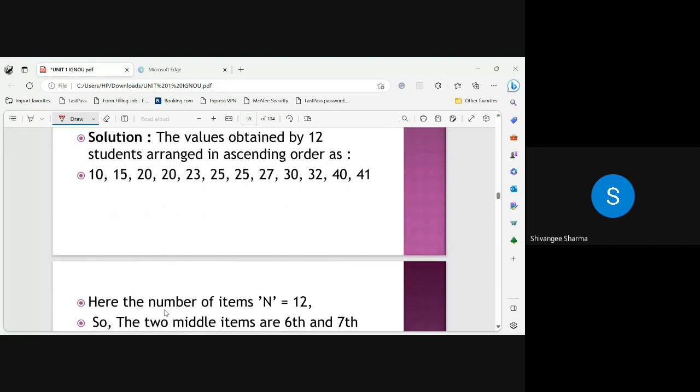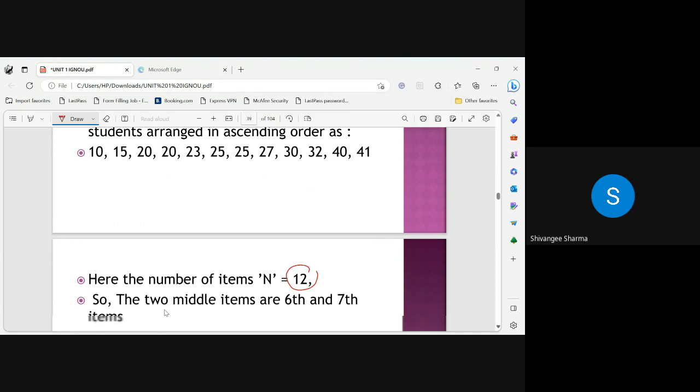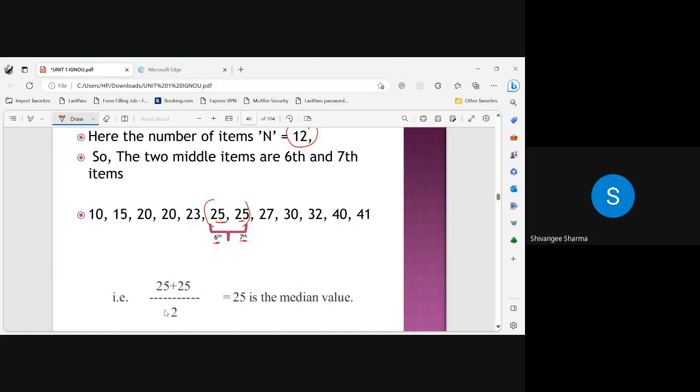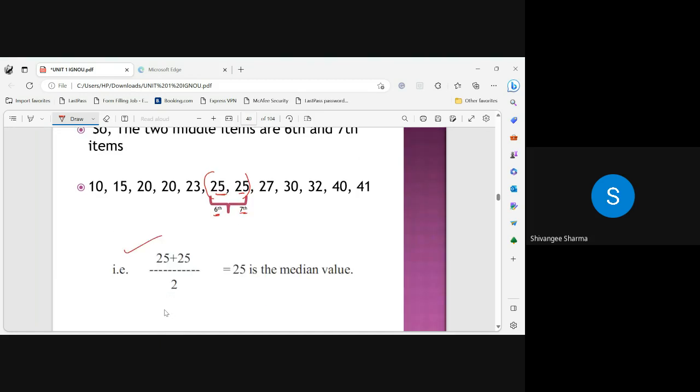Now here the number of items is 12, right? So by observation you cannot identify the mid value. What you do, you take the two adjacent mid values, the two values where the mid value will lie. In this case, the 6th place, which is 25, and the 7th place is also 25. You take the average of these values, then you will get the median value, right?